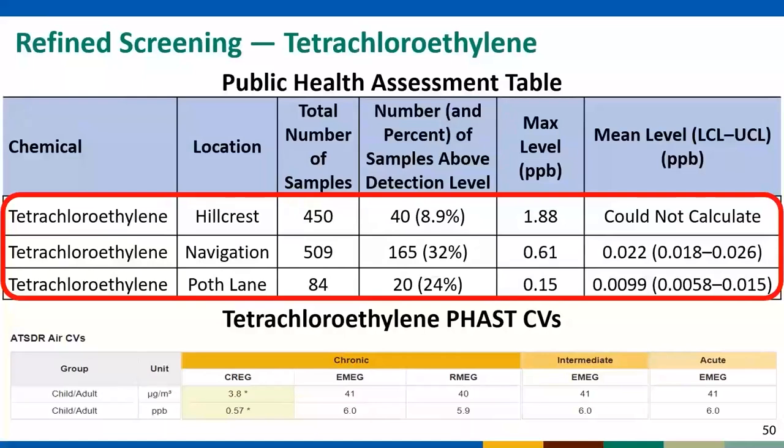At Navigation and Poth Lane, we had 32% and 24% of the samples above the detection limit, so we were able to calculate means, LCLs, and UCLs. But as you note, even the UCL values of 0.026 parts per billion for Navigation and 0.015 parts per billion for Poth Lane were below our CREG value. Even though I screened tetrachloroethylene into my evaluation to begin with, I did not keep it in my evaluation and did not consider it further after refined screening.